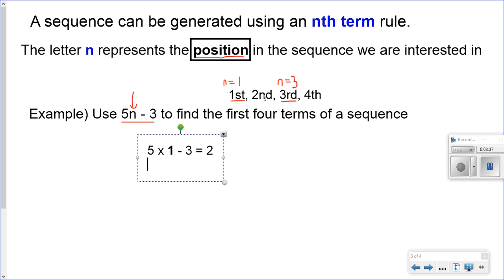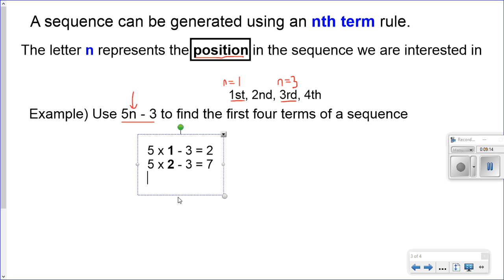Let's move on to our second term. So our second term, you might be able to guess hopefully, is when we do 5 times 2, take away 3. So looking at our rule, 5n minus 3, we've replaced n with the value of 2. It's the same position that's changing each time. Where that n was, that's becoming a new number each time. But we've still got the times 5 and we've still got the take away 3. 5 times 2 take away 3, work it out, will give us an answer of 7.